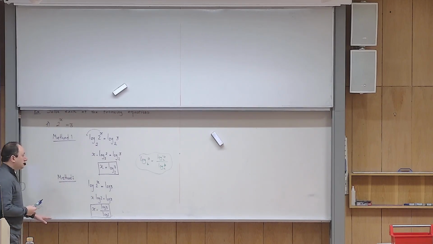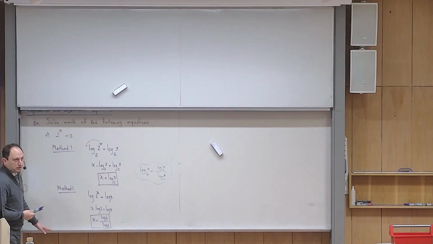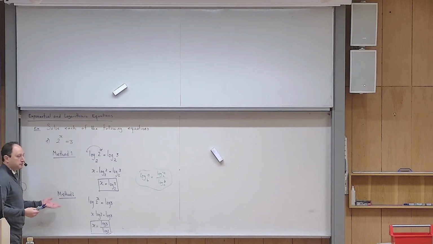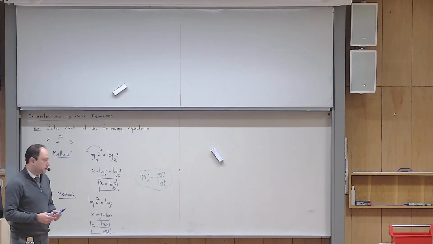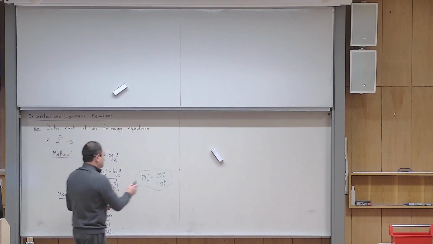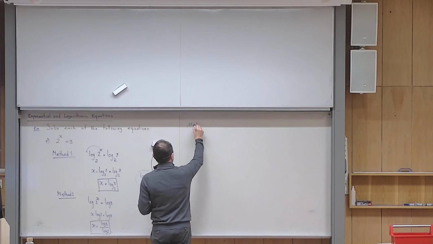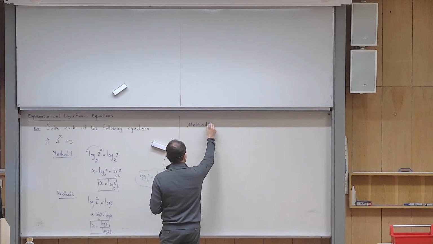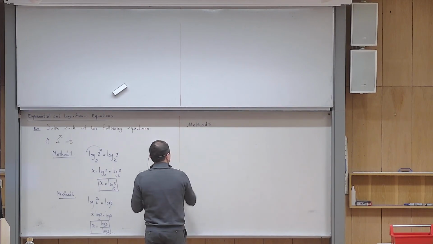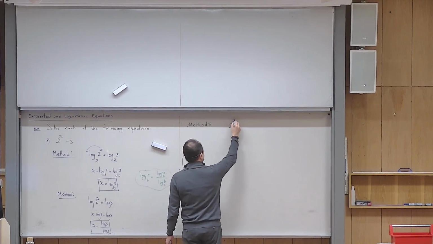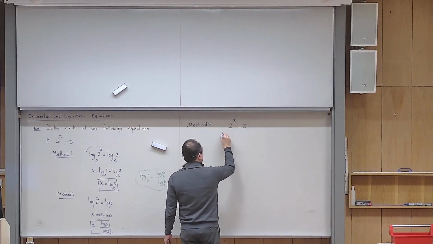But now method 3: we just learned about natural logarithm. So I would myself prefer to always work with the natural logarithm. So method 3, we use natural logarithm. That's also the same story. It means that you write 2 to the x is equal to 3, and you take ln from both sides.